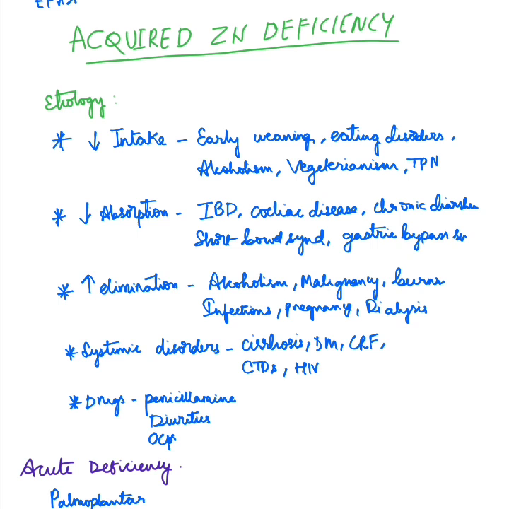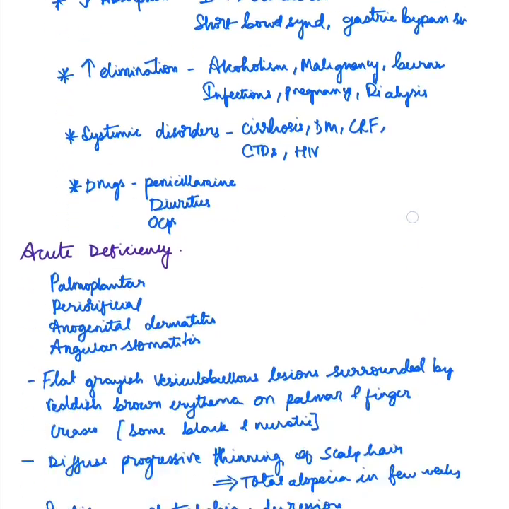And increased elimination in cases of alcoholism, malignancies, burns, infections, pregnancy, and dialysis. Certain systemic disorders such as cirrhosis, diabetes mellitus, chronic renal failure, connective tissue diseases, and HIV can also predispose to zinc deficiency. Certain drugs such as penicillamine, diuretics, and oral contraceptive pills can also be responsible.